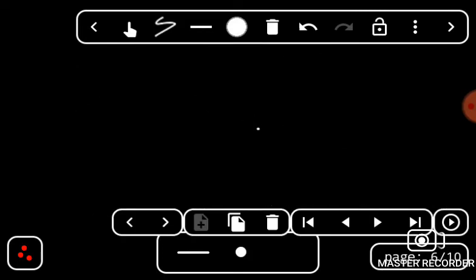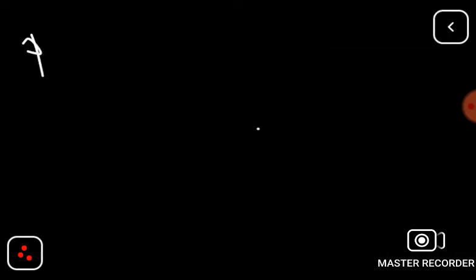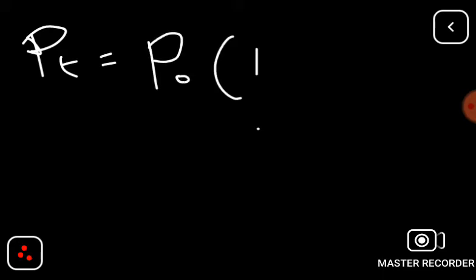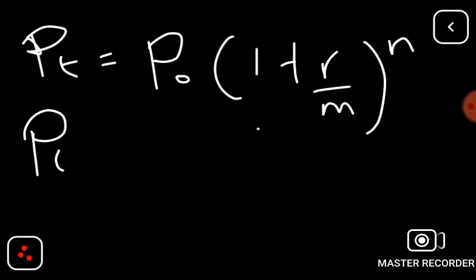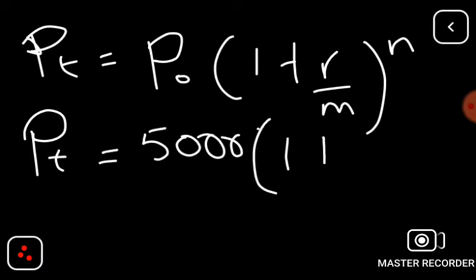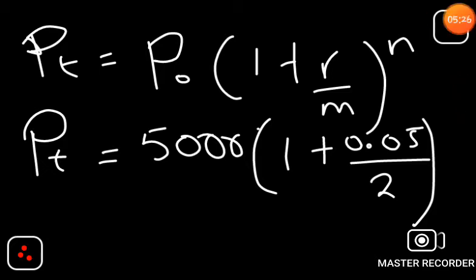Then if it's semi-annually, we're going to derive our formula, which is PT is equal to P0 times 1 plus R over M to the power N. So for our PT, we want to find our future value if we invest 5,000 in this business. 1 plus, what is our R? Our R is 5%, so 0.05 over, what is our M? Our M is semi-annual, so 2. Then we have N. We said N is a mix of M and T.